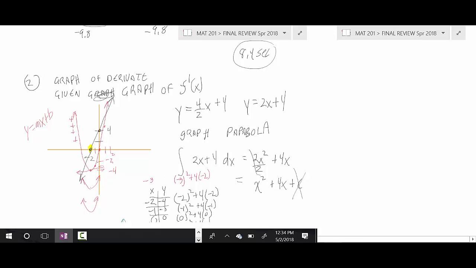Okay, so just go over that kind of thing. I mean, you can be given graphs of lines, parabolas, things like that, and then you have to be able to sketch the function where that derivative came from. Okay?